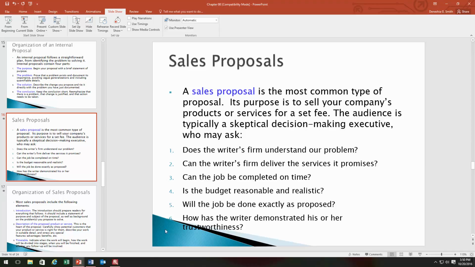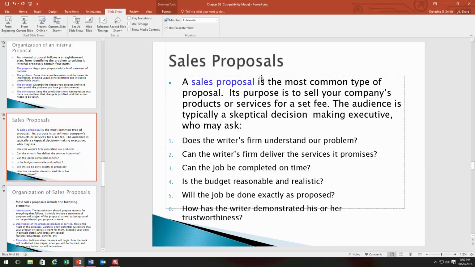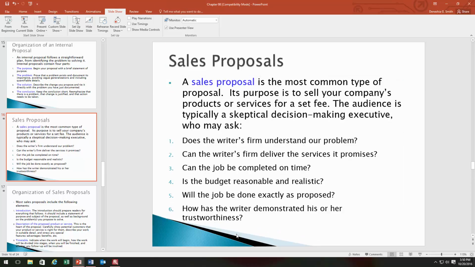Okay, and so again, that trustworthiness speaks to credibility. Okay, that speaks directly to credibility. Even if you don't know the person personally, they want to believe that you are trustworthy, that you are credible, that you are trained, that you are prepared, that you are able, that you have the equipment you need, that you can get this job accomplished and you can do it in the right way, with the right timetable, and for the right amount. That's typical with the sales proposal. That's typically what the audience is looking for, the reader is looking for.